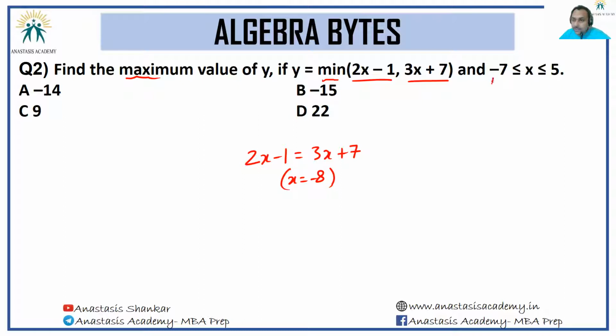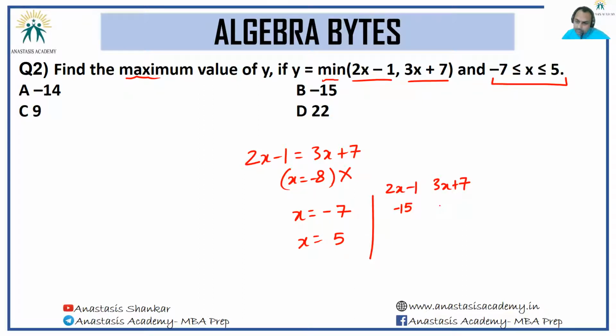The problem with this is it is not within these ranges. It is not within this range, x being within minus 7 to 5. So this is definitely not acceptable. So the other two limit points that you have to check are x is equal to minus 7 and x is equal to 5. You simply have to check these points. Going ahead, 2x minus 1 and 3x plus 7. What values will they take? Minus 7. This will give me minus 15 and this will give me minus 14. This will give me 9 and this will give me 22.